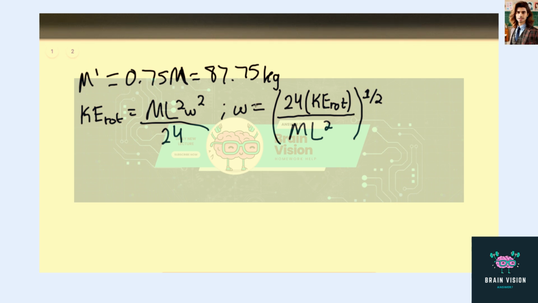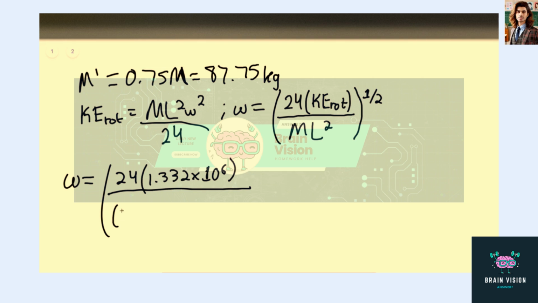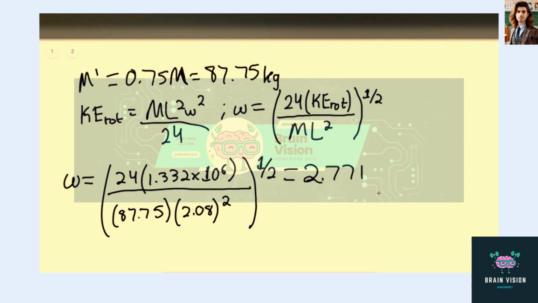So at this point, we can then solve and say that omega is equal to 24 times 1.332 times 10 to the 6th, all over m, which is going to be 87.75, times L, so 2.08 squared, all to the half power. And we find that this is going to equal 2.771 times 10 to the 3rd radians per second.